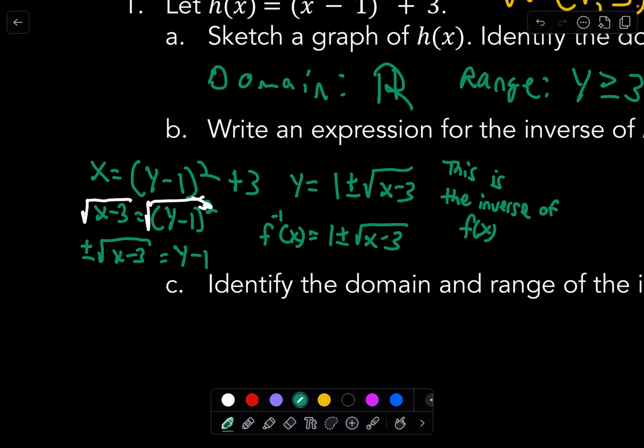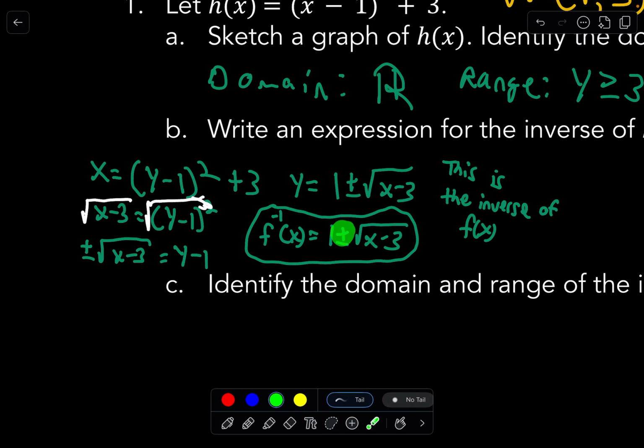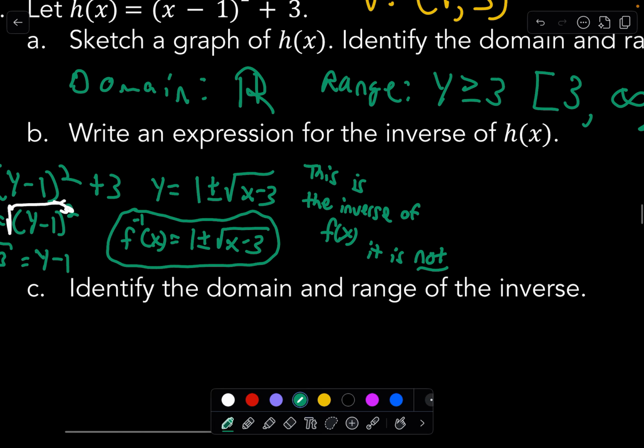Okay? And this is the inverse. Notice for any value of x that you get a real result, you'll get two possible answers. One plus that number, one minus that number. So for each input, you get two outputs. That is not a function. So the inverse is not a function. This is the inverse of f of x. It is not a function.